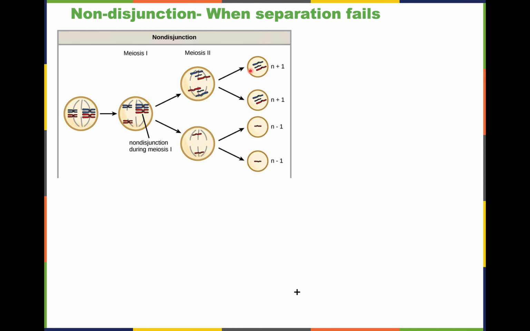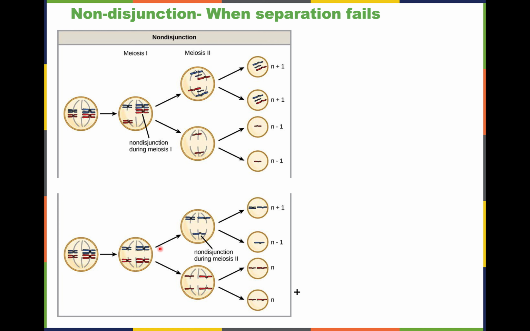This situation we call an n+1, because if these were to separate properly, each cell would have n chromosomes, which is consistent with the n number for that organism. In this case, the n number is 2, but we have 2 plus 1. So we're going to get 2 gametes that are n+1, and then the other 2 gametes that come from the other cell, they're missing the long chromosome. So they are n-1, in this case 2 minus 1. So that's when non-disjunction happens during the first meiotic division.